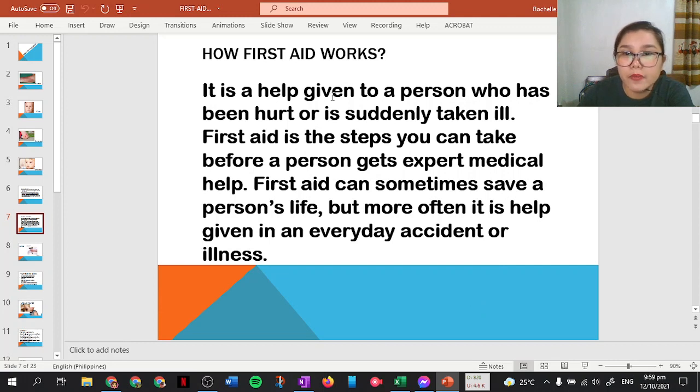So, it is a help given to a person who has been hurt or is suddenly taken ill. So, first aid are the steps you can take before a person gets expert medical help. So, bago man mapunta sa doktor, may ginagawa na. No? So, that's why it's called first aid treatment. But, it does not mean na first aid treatment lang ang gagawin. So, kasi there are serious accidents na kailangan na ng medical help or you have to see a doctor. So first aid can sometimes save a person's life, but more often it is help given in an everyday accident or illness. So kahit sa bahay, baka may mangyari, so this would help.